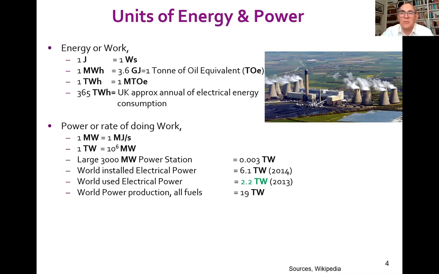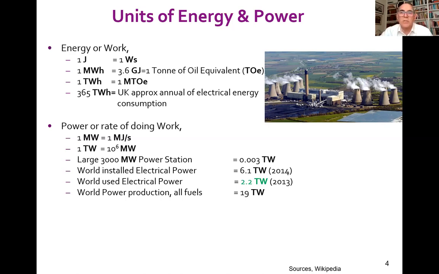But now the next interesting thing is not all the power stations are working at the same time. So our actual world usage of electricity is 2.2 terawatts. It's not 6.1, it's 2.2. We've got 3 times the installed capacity to what we use, okay?